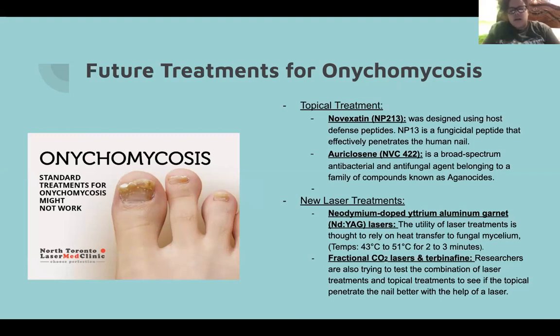The next is uraclocine, which is a broad-spectrum antibacterial and antifungal agent. It is usually used in pink eye, conjunctivitis, impetigo, and urinary catheter infections. But in some preclinical trials, they did see that it treated or helped treat onychomycosis by penetrating that nail and getting rid of some of the fungus.